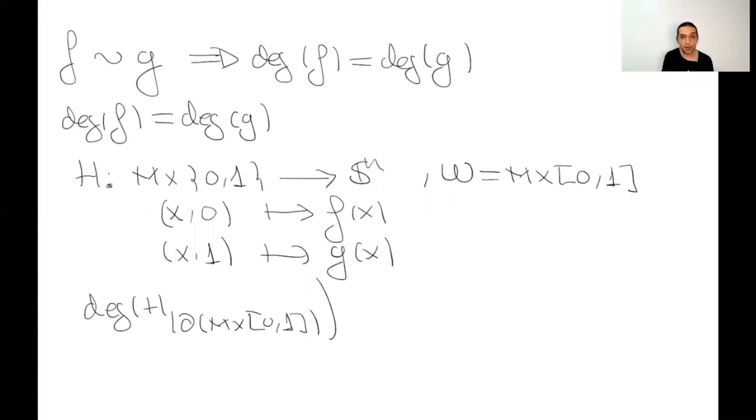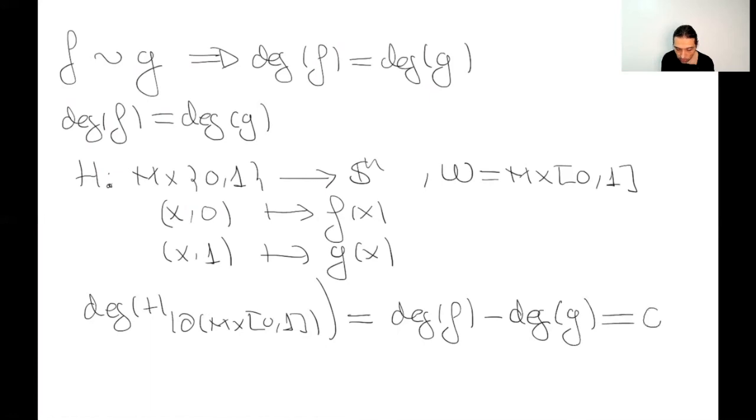Since the orientation in the boundary is opposite in M times 0 and M times 1, what we get is that this degree is indeed the degree of the restriction of H to M times 0, which is the degree of F, minus the degree of the restriction of H to M times 1, because in M times 1 we have the opposite orientation. So degree of F minus degree of G, and this is equal to 0.